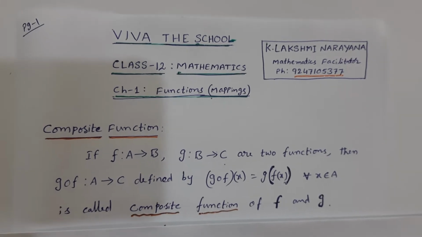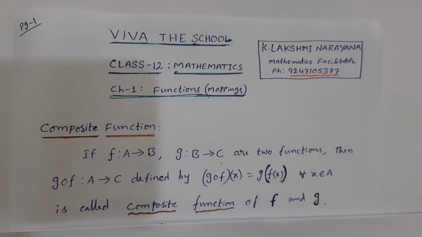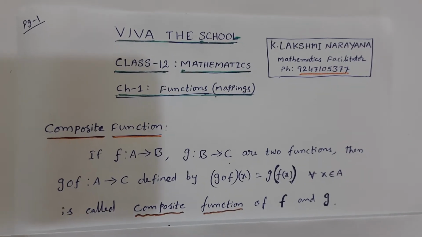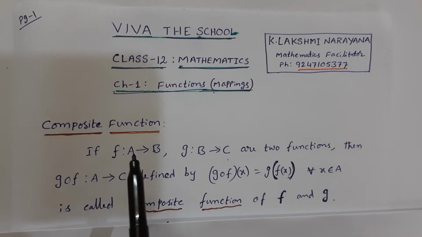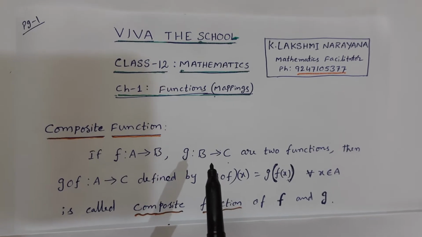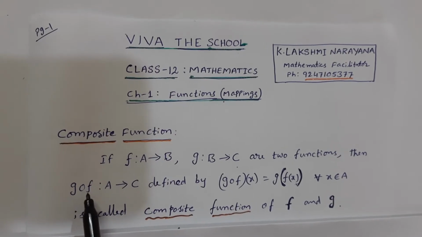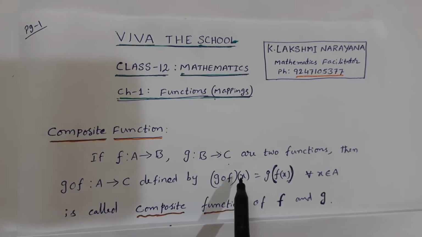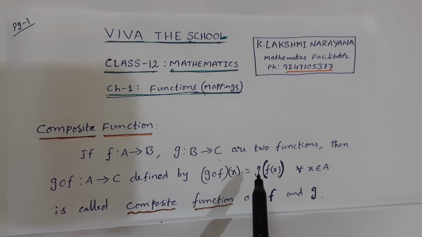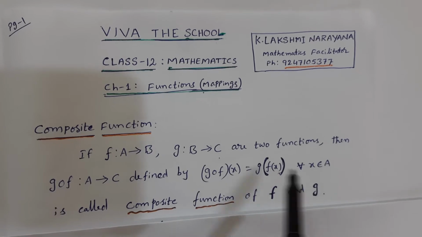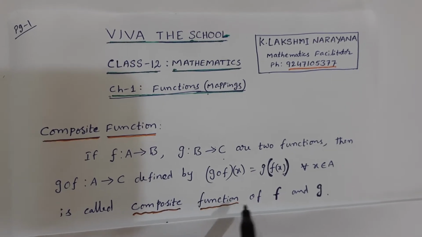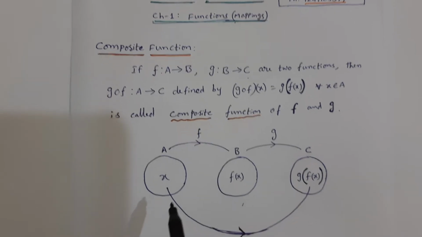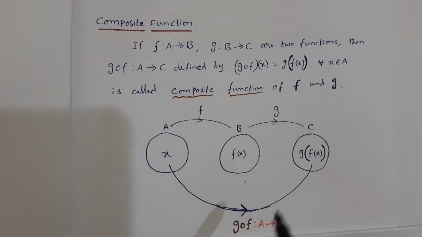Today our concept is functions. What is a composite function? Let us take two functions f from A to B and g from B to C. Then g composition f from A to C, defined by (g∘f)(x) = g(f(x)) for all x belonging to A, is called the composite function of f and g. This is a diagrammatical representation of the composite function.